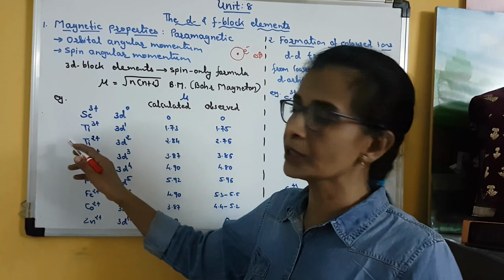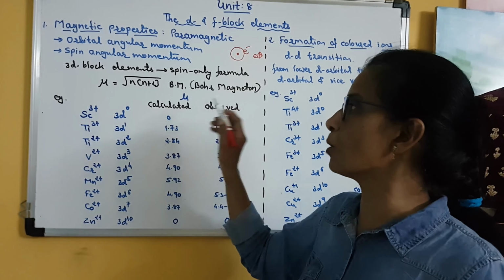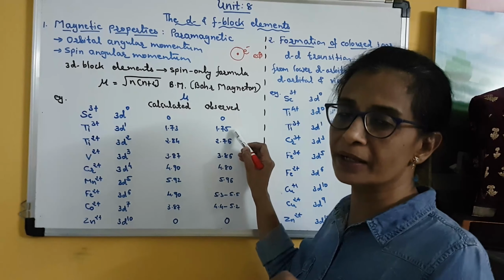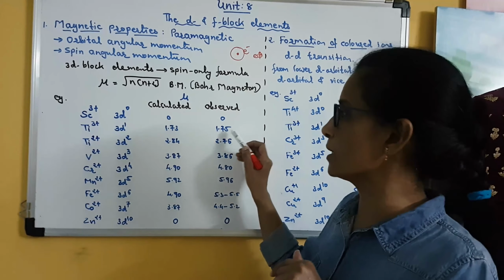So for Ti3+, here you can see the configuration is 3d1. Means in 3d orbital there is one electron present which is unpaired. So in this formula, n is equal to 1. If we substitute that value, then we will get 1.73 Bohr magneton as the calculated magnetic moment, means the theoretical magnetic moment of Ti3+ ion. Clear? This one is the experimentally observed magnetic moment of Ti3+ ion. So there is a slight difference in the theoretical and observed value.